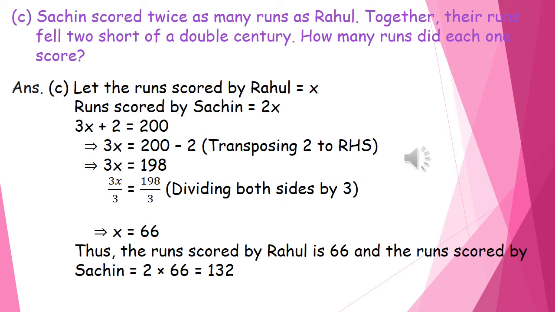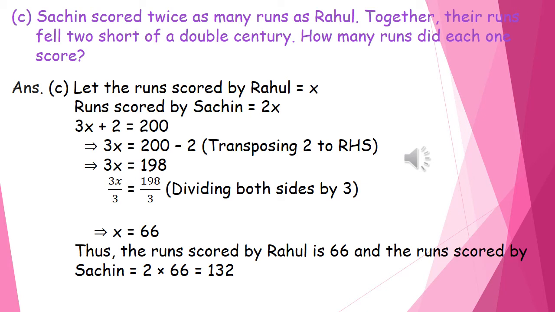Sachin scored twice as many runs as Rahul. So x and twice x are their runs. Now together their runs fell 2 short of a double century. So 2x plus x plus 2 will be equal to a double century. That means 3x plus 2 will be equal to 200.